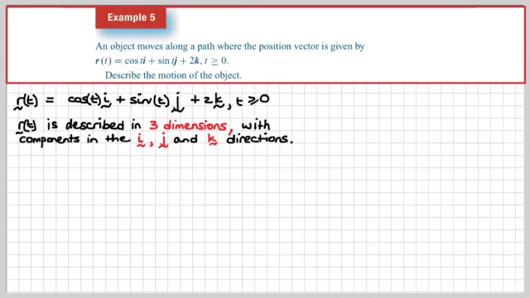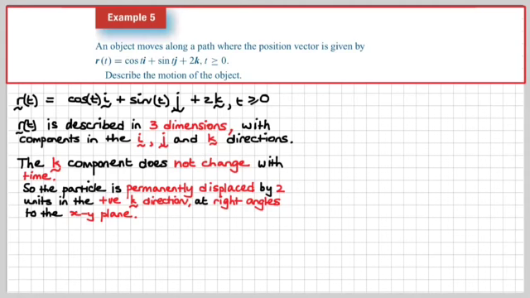It is described in 3 dimensions with components i, j and k directions. The k component does not change with time, so the particle is permanently displaced by 2 units in the positive k direction at right angles to the xy plane, sitting up in the air like on the top of a flagpole kind of thing, and moving around in a nice neat circle centered around the origin is my tip.